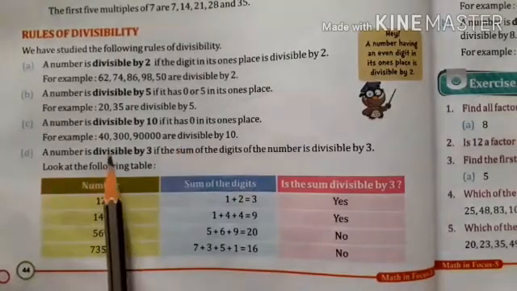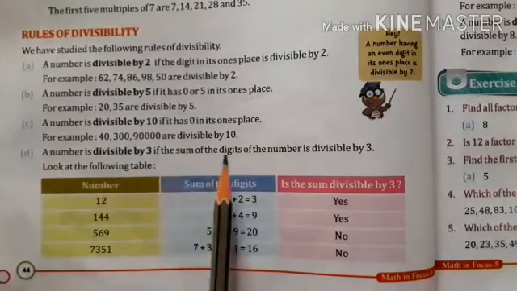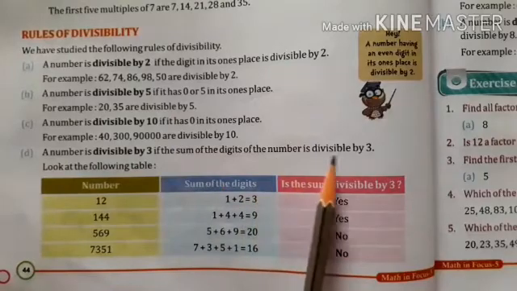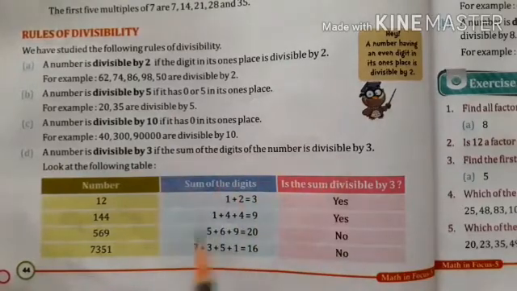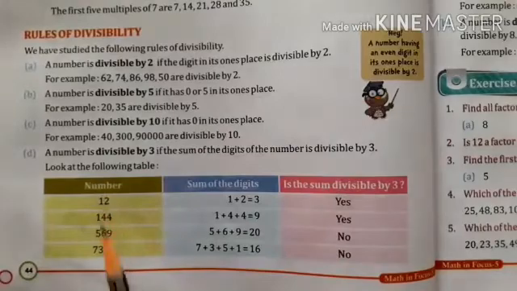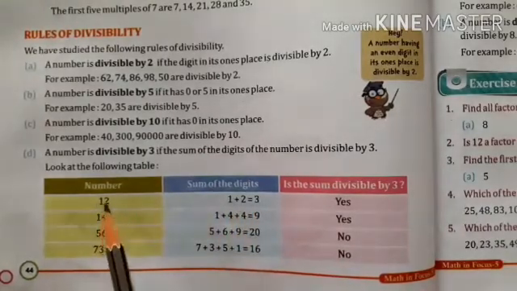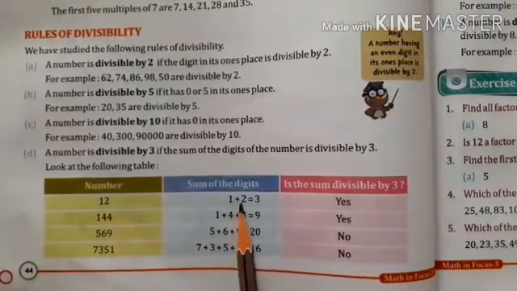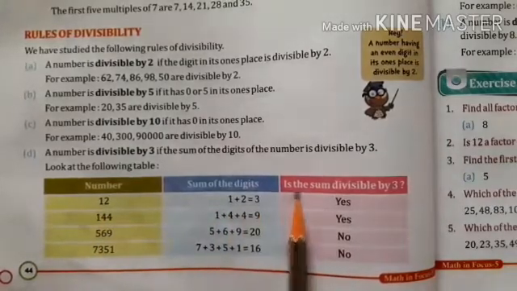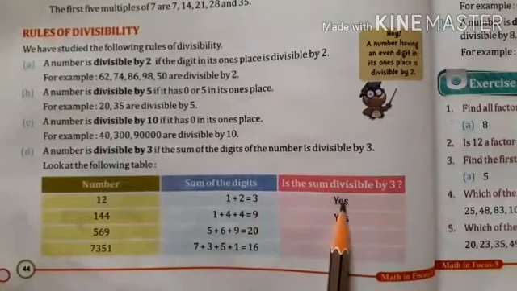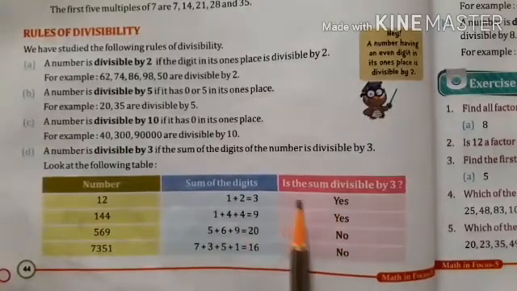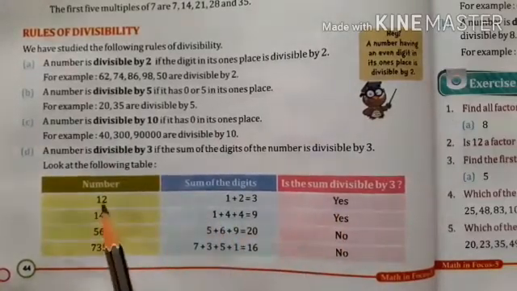A number is divisible by 3 if the sum of the digits of the number is divisible by 3. Look at this table, students. These are the numbers 12, 1 plus 2, a digit dutar sum, 1 plus 2 equal to 3. Is the sum divisible by 3? Yes. So 3 is divisible by 3, okay? So 12 is divisible by 3.